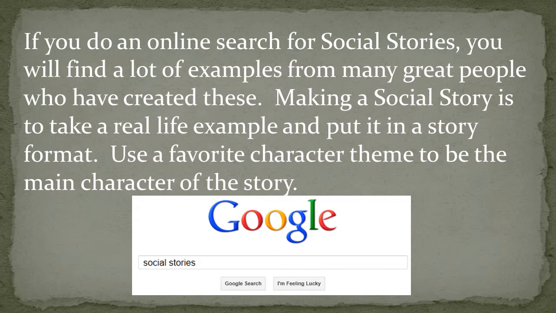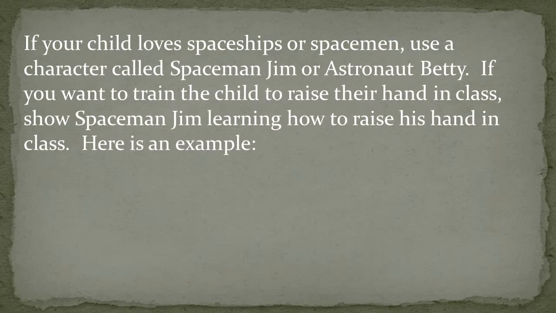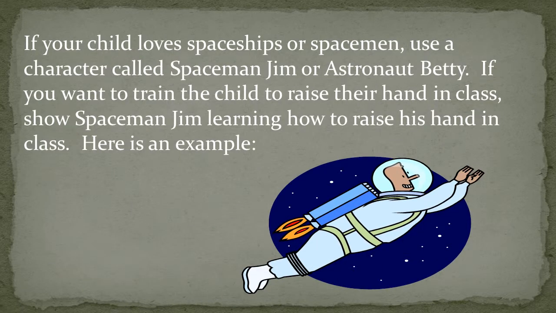Making a social story is to take a real-life example and put it in a story format. Use a favorite character theme to be the main character of the story. If your child loves spaceships or spacemen, use a character called Spaceman Jim or Astronaut Betty. If you want to train a child to raise their hand in class, show Spaceman Jim learning how to raise his hand in class. Here is an example.